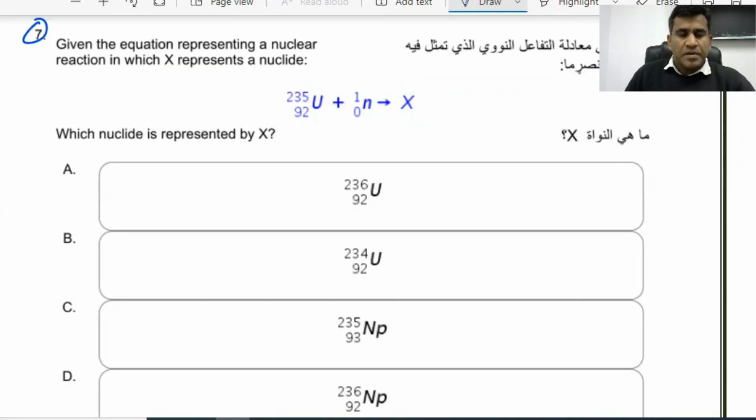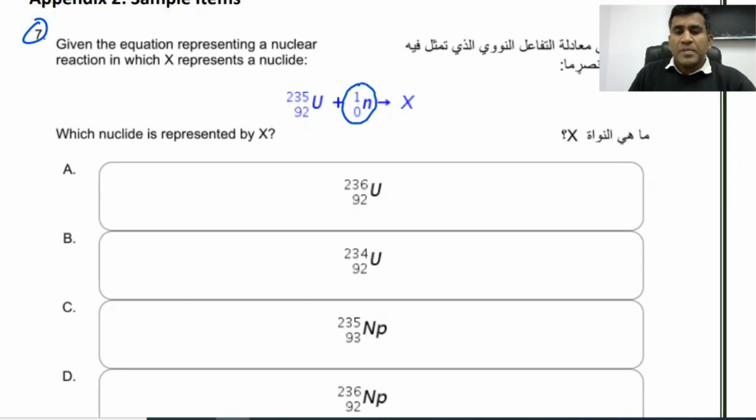Question number 7 is, given the equation representing a nuclear reaction in which X represents a nuclide, which nuclide is represented by X? If you look at this, 235U92 added with N10. The upper part always represents the atomic mass, that is the sum of protons plus neutrons, and the lower part represents the atomic number, that is the number of protons the element has. So when we add U with N10, it means you are adding one extra neutron. So what will be the new resulting element?